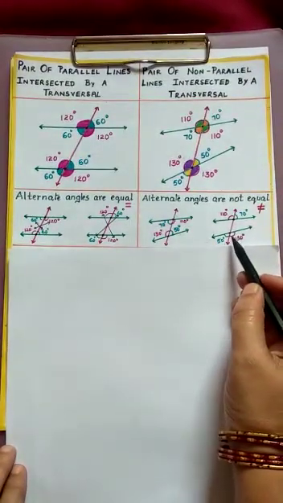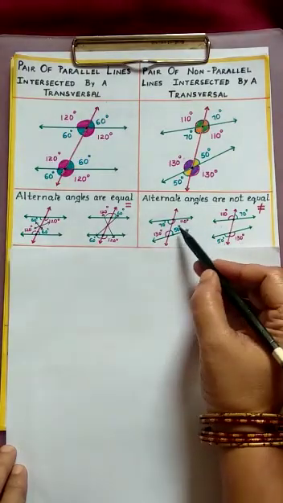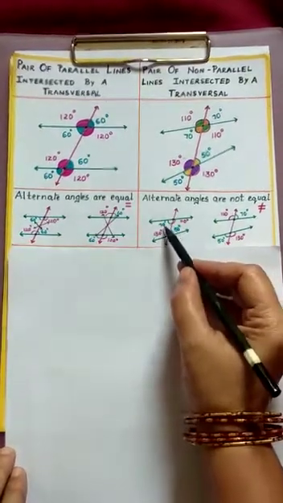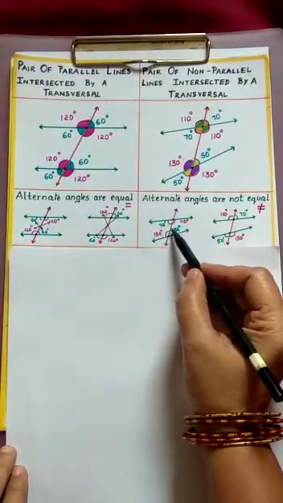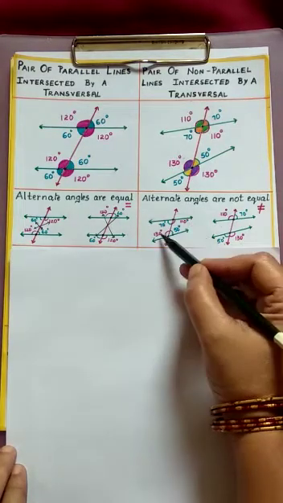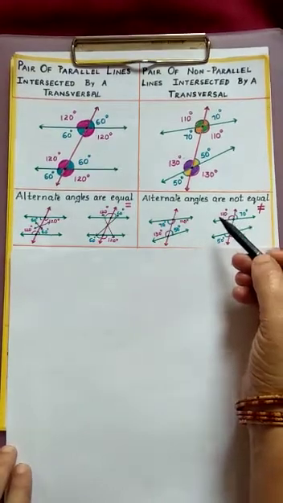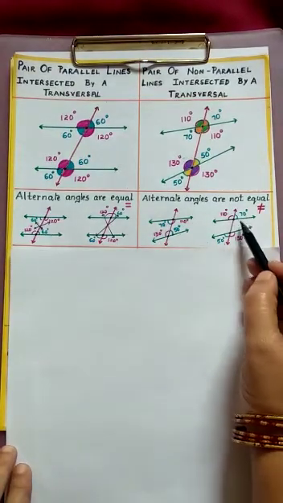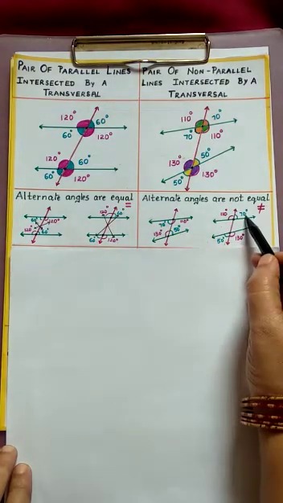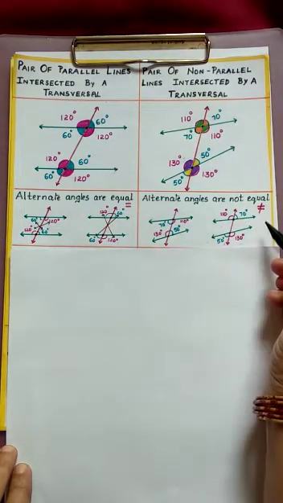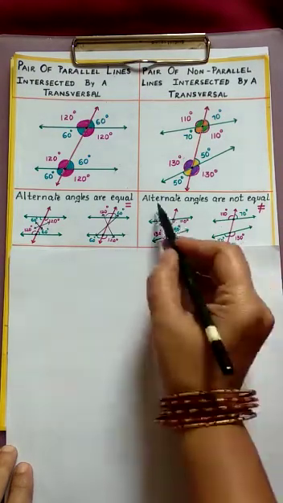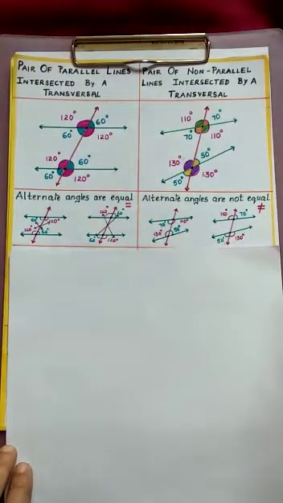Now you come to the non-parallel lines intersected by a transversal. Here you observe alternate angles are not equal. Observe the angles here. Interior alternate 70 degrees, 50 degrees, they are not equal. 110 degrees, 130 degrees, they are not equal. Now come to the exterior angles: 110 degrees, 130 degrees, they are not equal. And here 70 degrees and 50 degrees, they are not equal. So when non-parallel lines are intersected by a transversal, alternate angles are not equal.